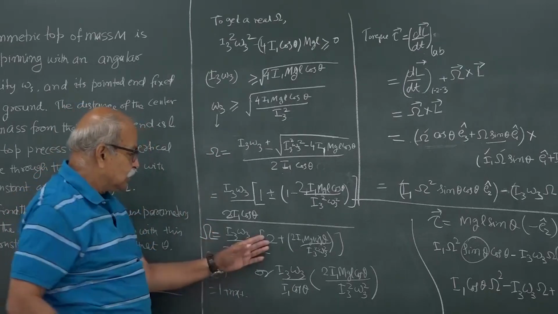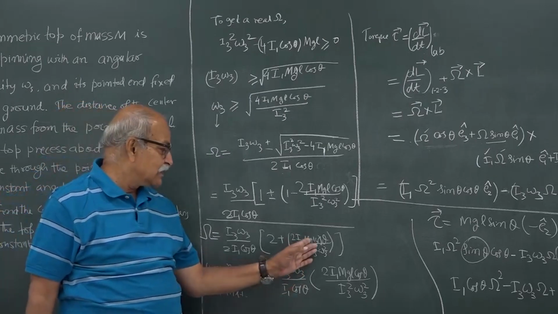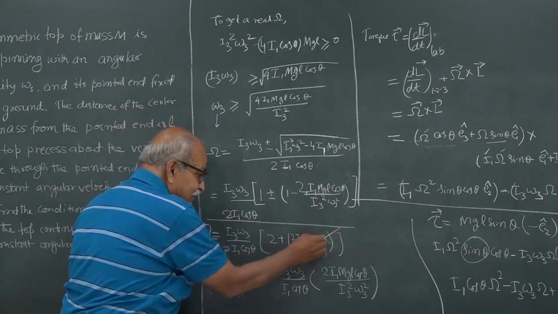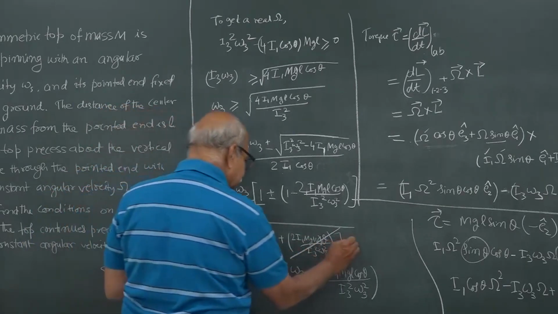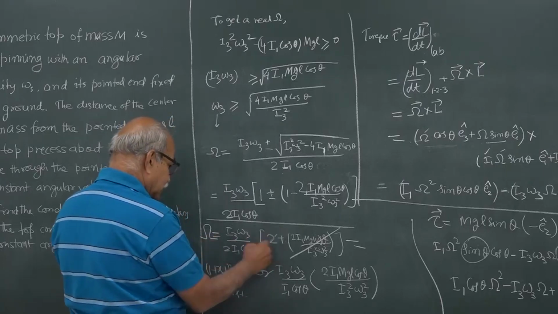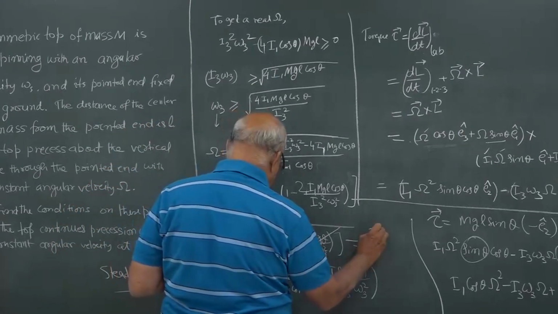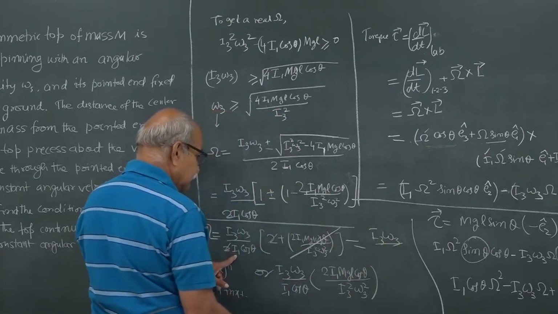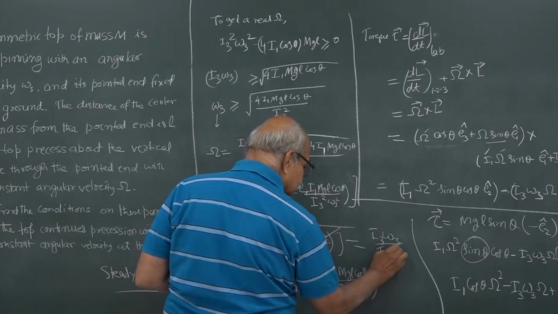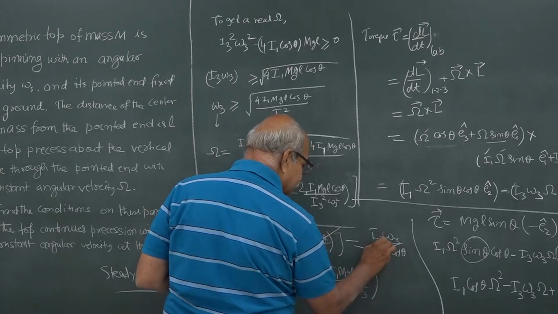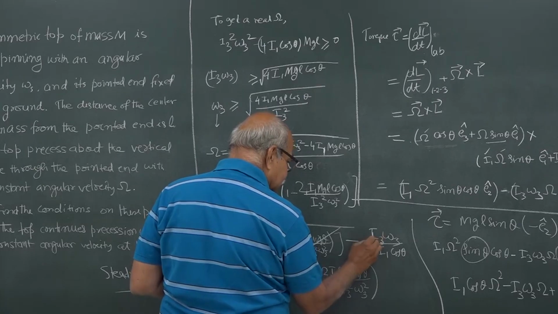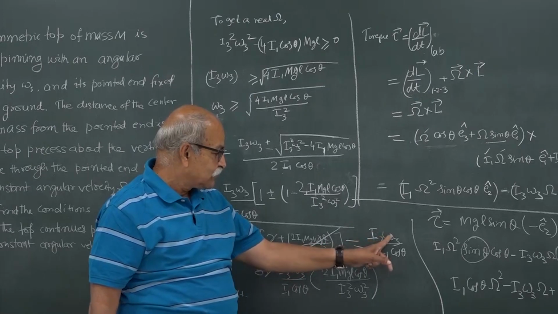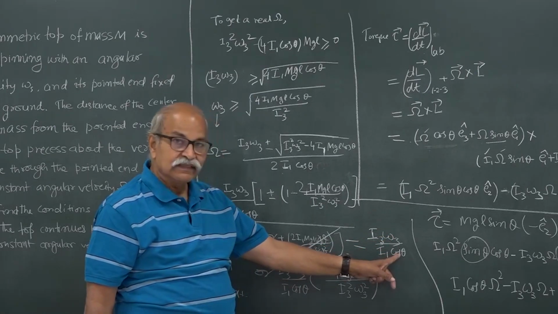Omega is this or it is this, and since this quantity is small and this 2 is sitting here, therefore, we can neglect this, and this number will be just this 2 cancels with this, and it is I 3 omega 3 and then divided by I 1 cos theta. This is one relation between those parameters. This capital omega is equal to I 3 omega 3 by I 1 cos theta.